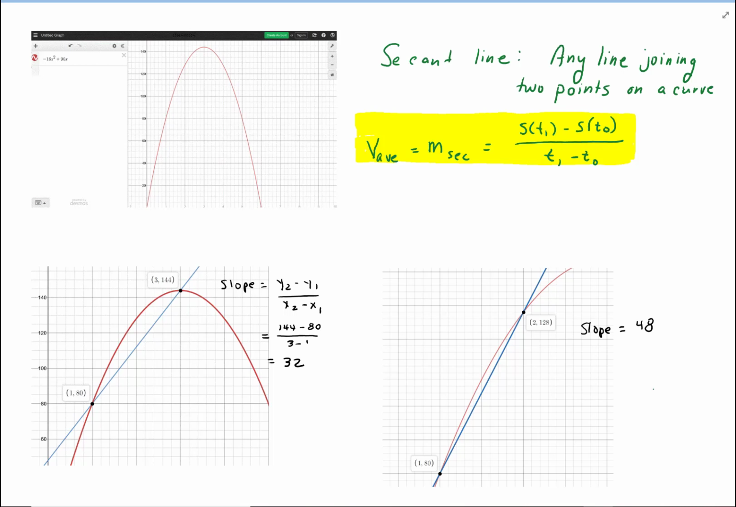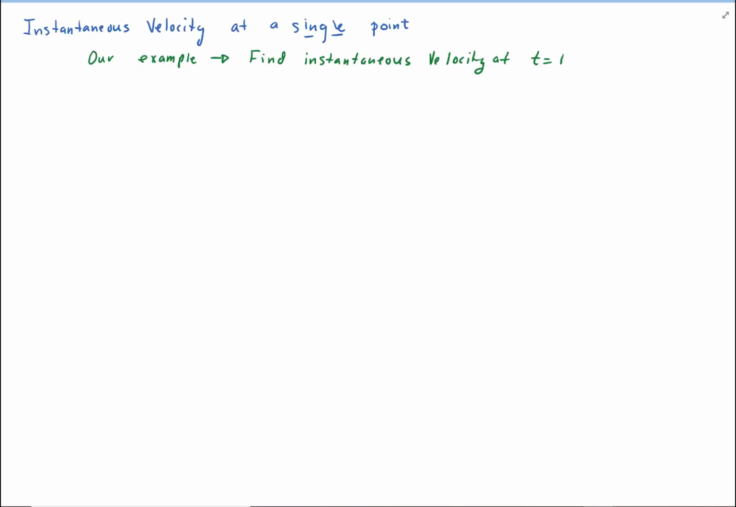So that's average velocity. What do we mean by instantaneous velocity? Well, instantaneous velocity is what happens when t1 actually equals t0. That is, I want to find the average velocity at a moment. Well, we can't do that, at least not by this formula, because if we did, we'd be dividing by 0, since t0 minus t0 would be equal to 0. So let's see how we're going to talk about that. So instantaneous velocity is the velocity at a single point.